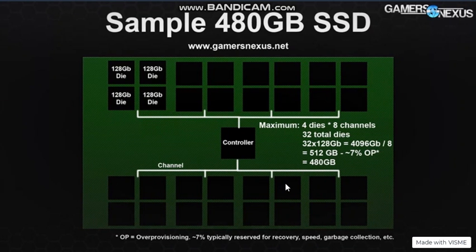Here we can see the 480 GB SSD calculation. Each die is 128 gigabits in size, which is 16 gigabytes when we convert from gigabits to gigabytes, and it gives us 512 gigabytes. But it uses 7% of it for over-provisioning, for recovery speed and garbage collection, and we are left with 480 gigabytes.